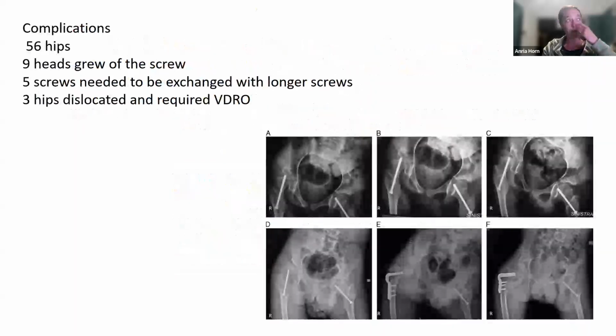The same study did have a few complications though. So 9 heads grew away from the screw. This happens. It's happened to me as well. Some needed to be exchanged for longer screws. There we go. And then 3 still dislocated and required osteotomies. But 3 out of 56 is a very acceptable rate of conversion to osteotomy.